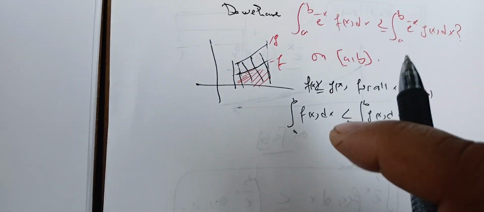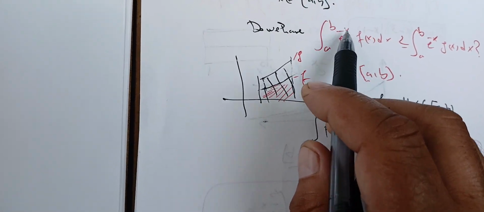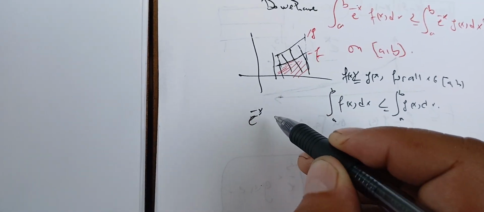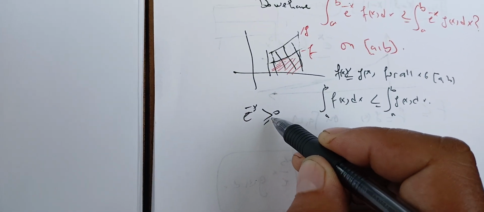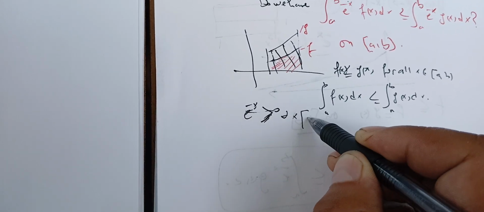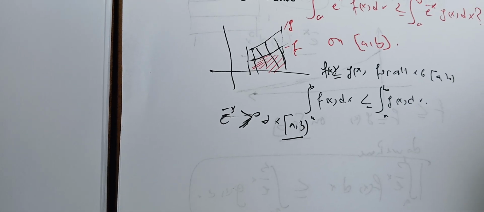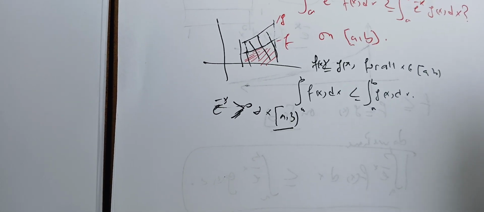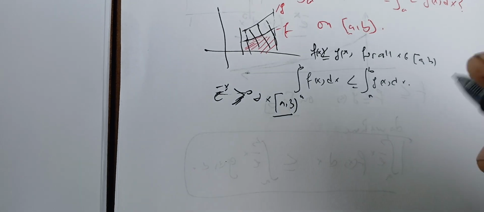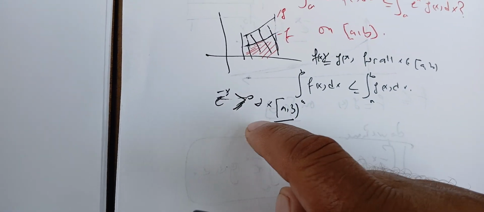Now we can see that this one is e to the minus x. The key here is that e to the minus x is always positive. It's never zero. It's always bigger than zero for all x in [a, b], no matter which a and b they can be. So we don't change the order when we multiply by e to the minus x.